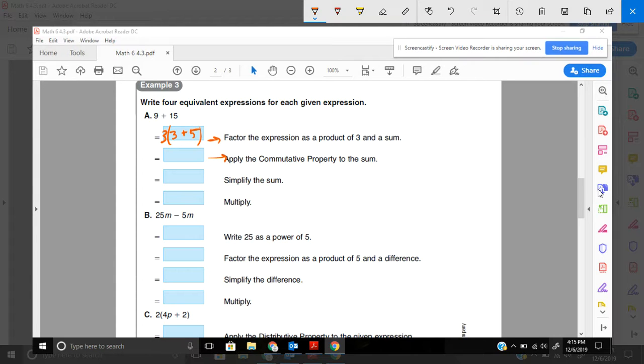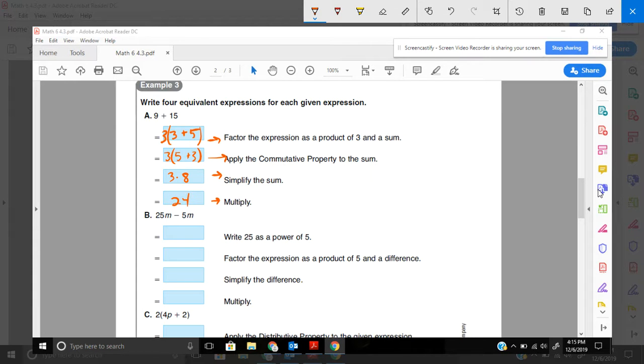Okay. For the next one, apply the commutative property to the sum. Remember, commutative means to switch positions. So 3 times, and now I just need to switch positions of these two. 5 plus 3. Next, it wants us to simplify the sum. Okay, can I take 5 plus 3? Yeah, that would give me 8. I still need to multiply that by 3. And lastly, it wants us to multiply. So 3 times 8 is 24.